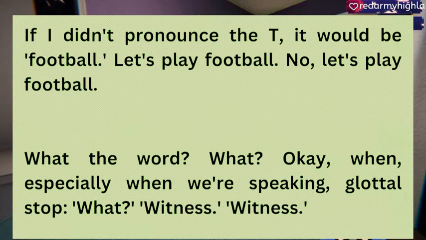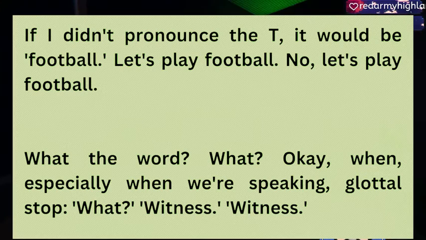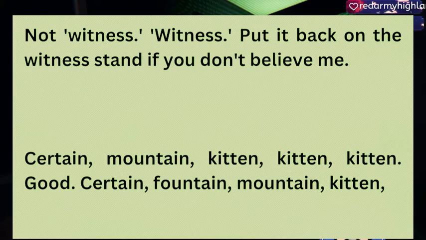Especially when we're speaking, glottal stop. What? Witness. Witness, not witness.